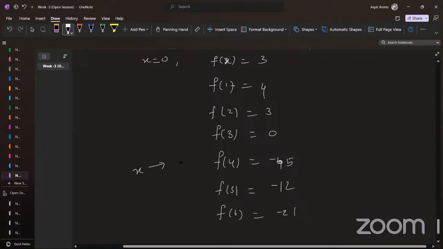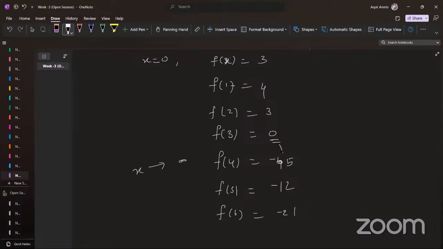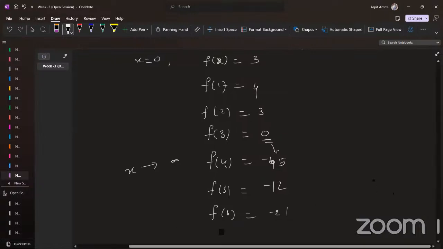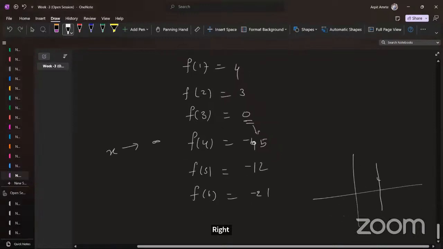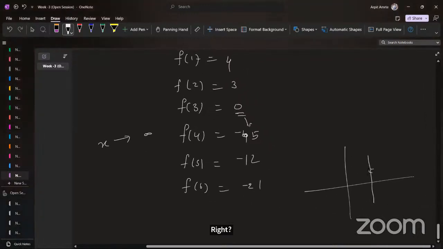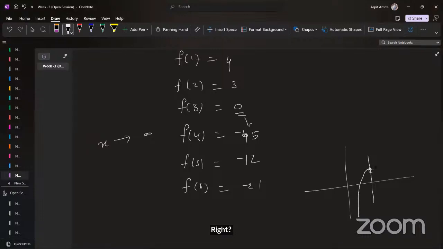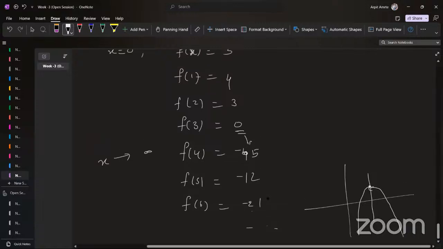Whenever your x is approaching infinity, means we are taking our x larger and larger, your functional value is going down, right? After this value 3, your functional value is going down. We know that it will become a parabola, and there will be some axis of symmetry. Once you take a larger value of x, this function is going down and down, towards negative only. If you put 7 here, you will get a minus value, much less than this.